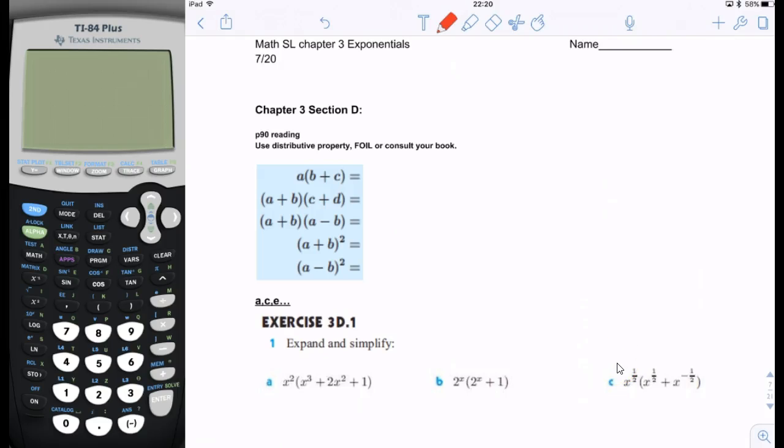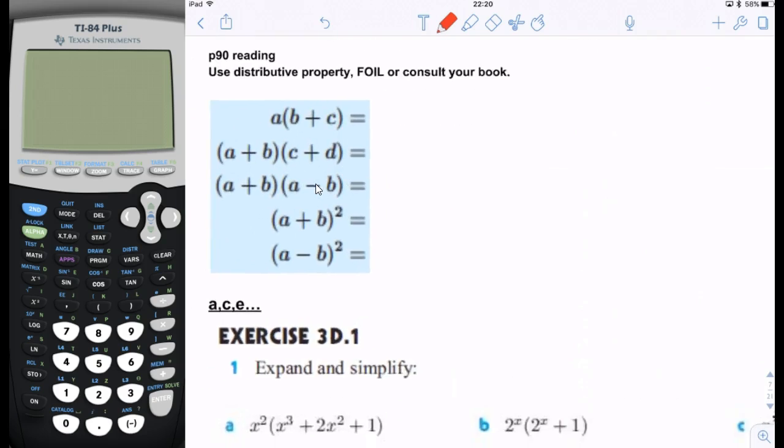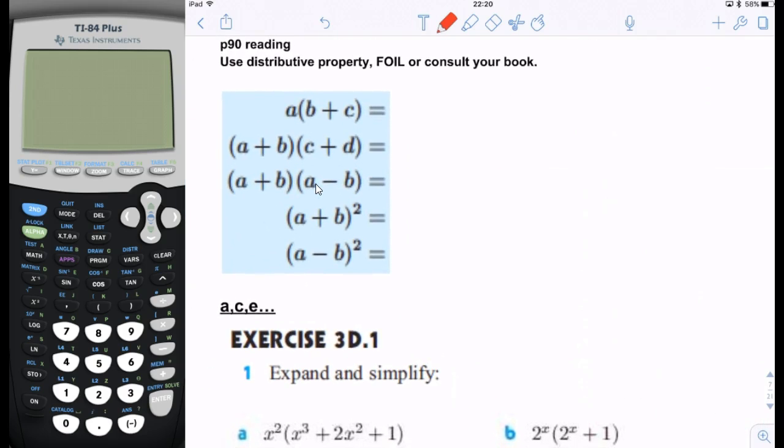Here's page 7 of exponentials. First it says to use the distributive property, FOIL, or take a look at your book. These are really good to know for SAT also. SAT and vestibular love these kind of problems.